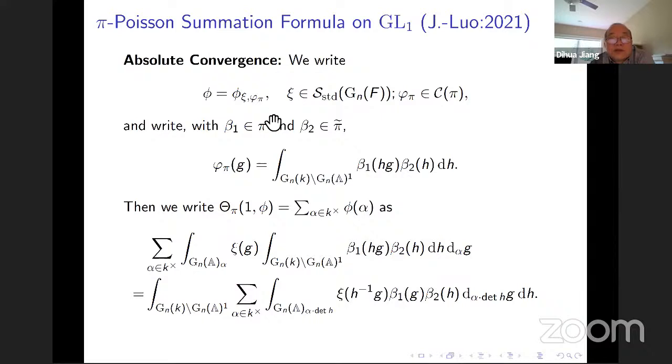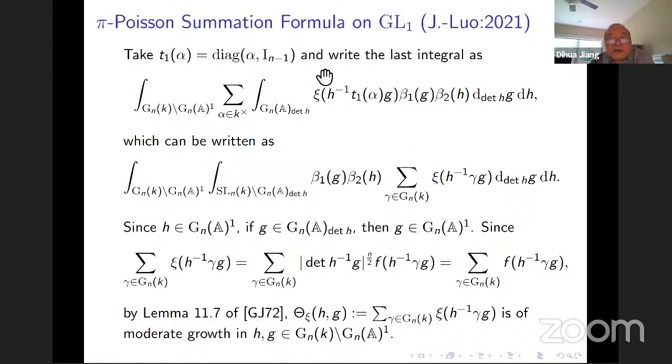Okay, so first of all, we want to show that this is absolutely convergent. So this is from Godement-Jacquet: you can write the matrix coefficient as an integral. And just as long as you prove the one, it will be enough. So you write this, and then you have to manipulate this integral. Eventually, maybe I go a little bit quick, I'm a little bit slow here.